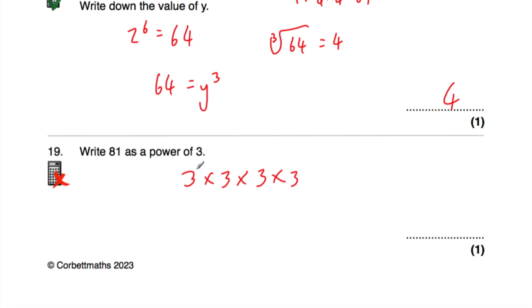So if we have 3 times 3 times 3 times 3, that's equal to 81. Now that's going to be 3 to the power of 4, because there's 4 3's multiplied together. So as a power of 3, 81 is 3 to the power of 4, and that's it. Whenever you get a question like that, it just means write this number as 3 to the power of something, and we've done 3 to the power of 4.